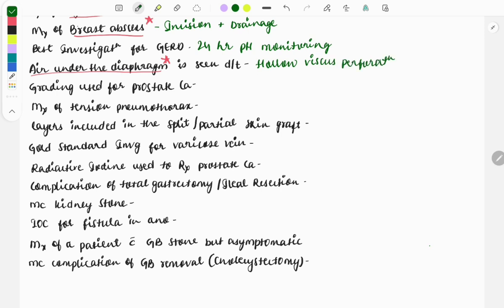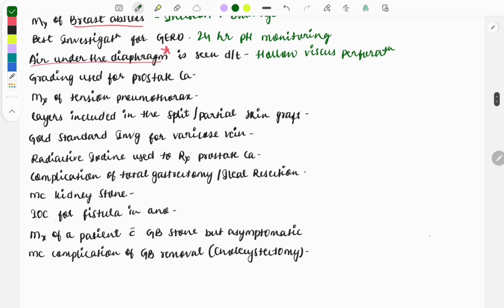So whenever there is bowel perforation or in the peptic ulcer disease perforation, you can find air under the diaphragm. Then the next question, grading used for the CA prostate. This question was asked as a one-liner in the June 2022 exam, and the answer is the Gleason's grading.